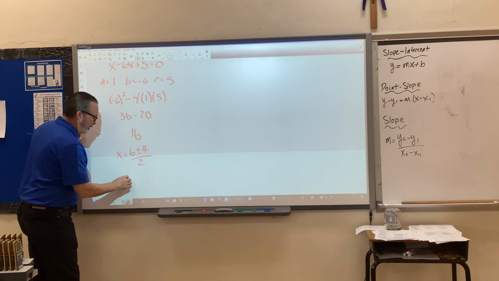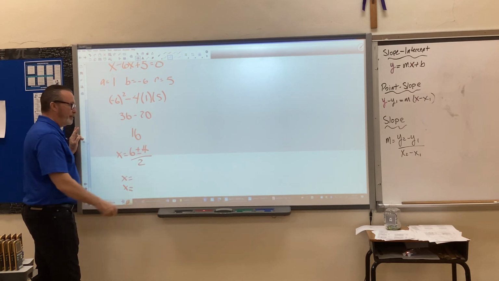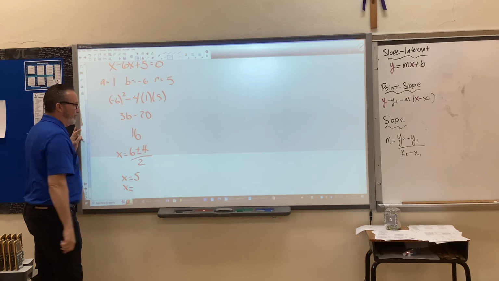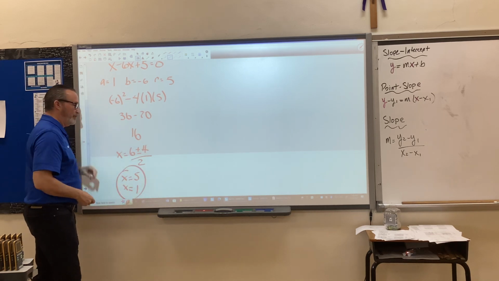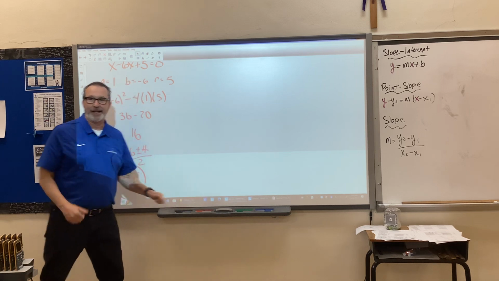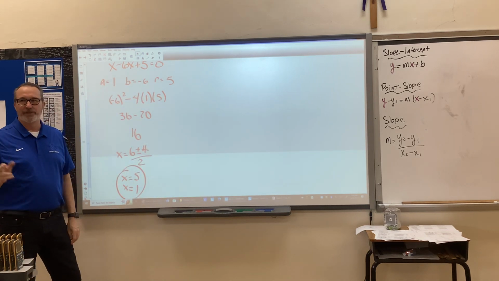So we know these two numbers pretty easily. 6 plus 4 is 10, divided by 2 is 5. 6 minus 4 is 2, divided by 2 is 1. And we already knew those were the answers. So we got them right. Nice job. Quadratic formula. How are you guys feeling about it?